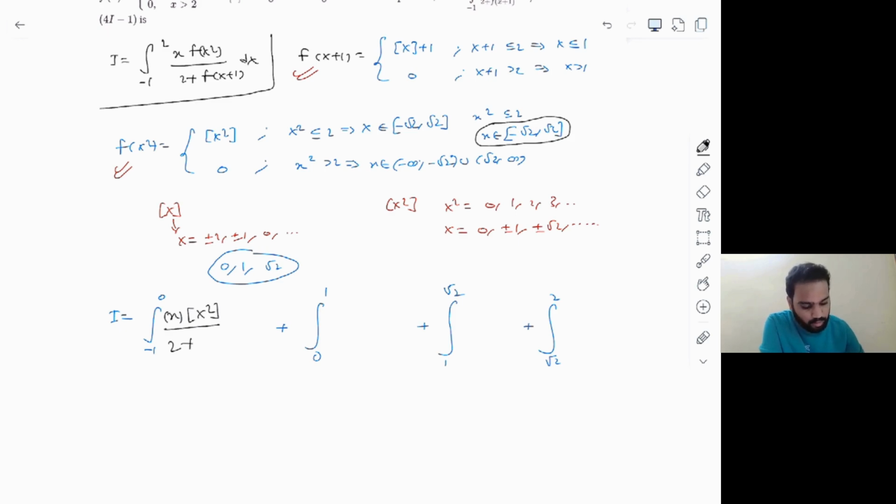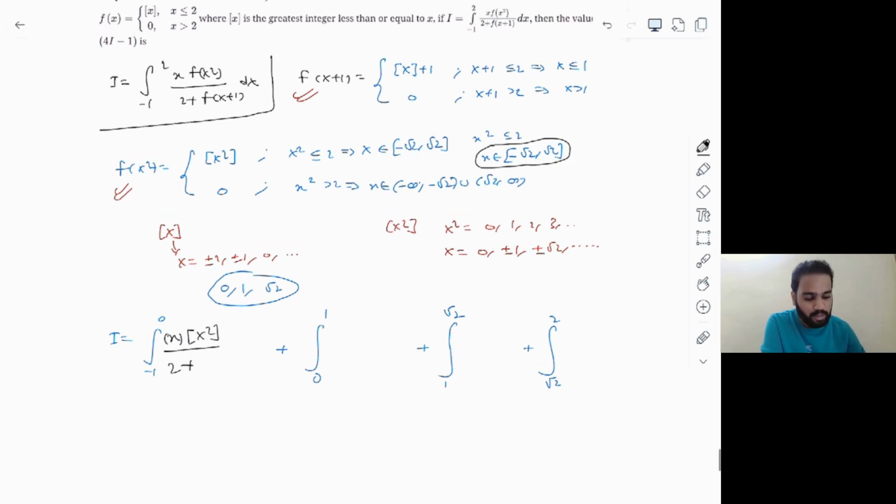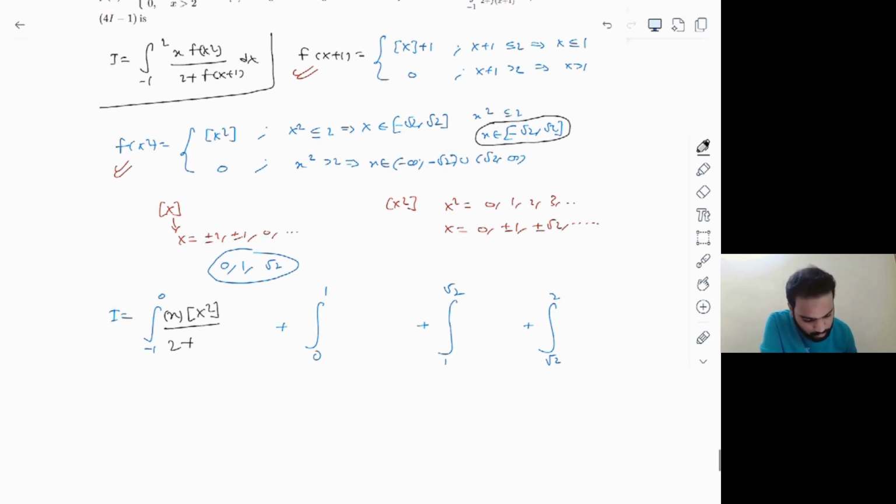Now look at the given interval minus 1 to 0. In the interval minus 1 to 0, clearly you would have to write step x plus 1 in the place of f of x plus 1, because whenever x is less than or equal to 1, you should replace f of x plus 1 with step x plus 1. So let's do that. Step x plus 1. Okay, so look at the functions and substitute the functions here.